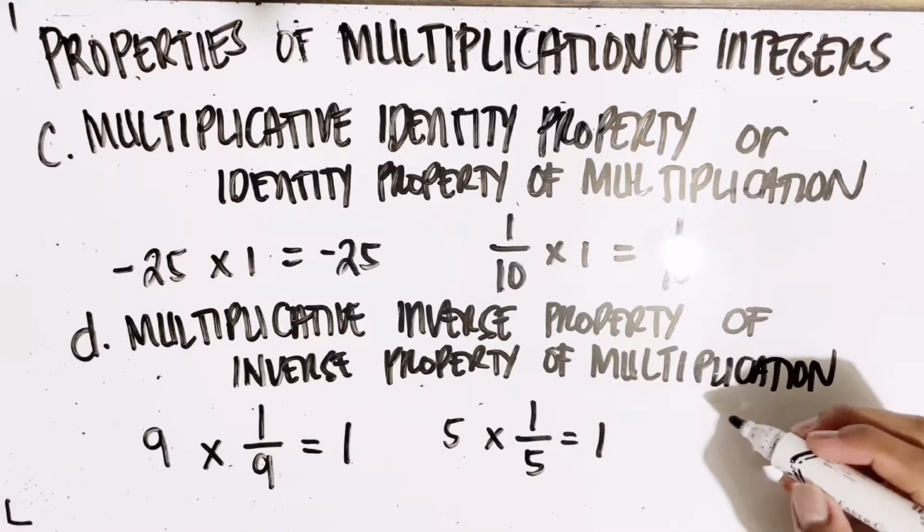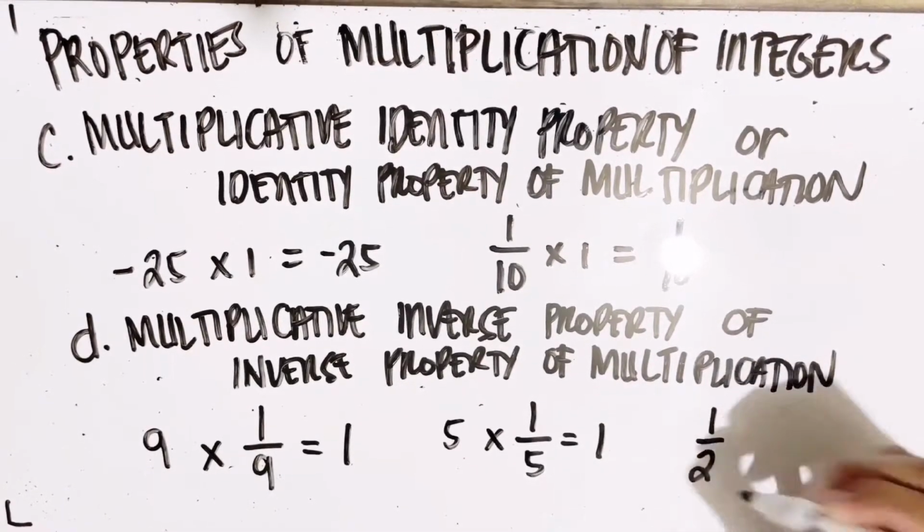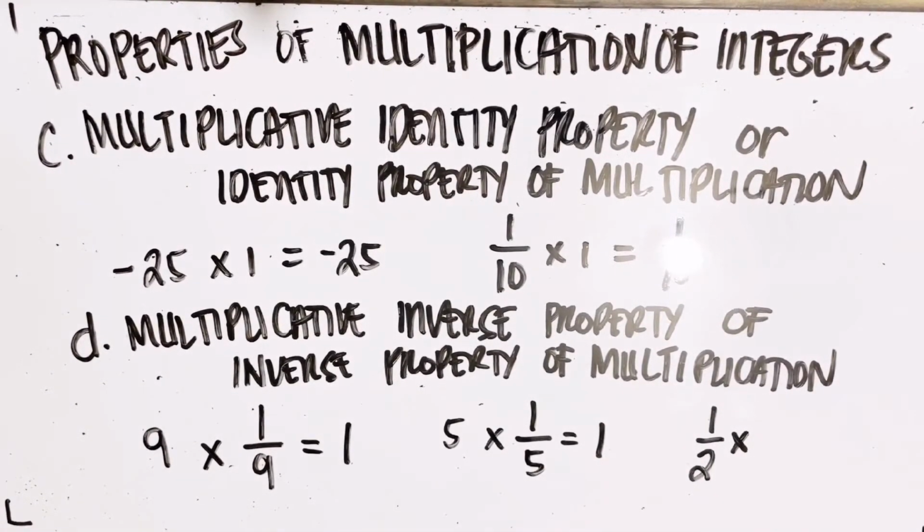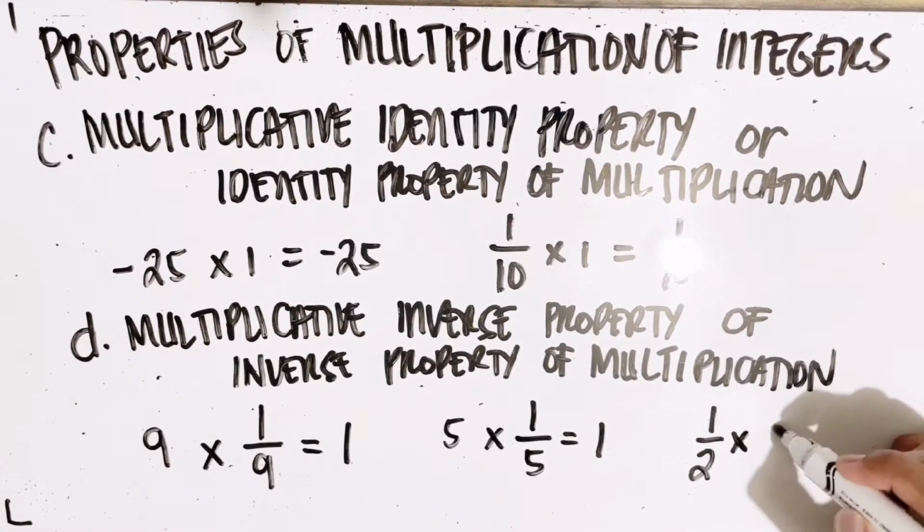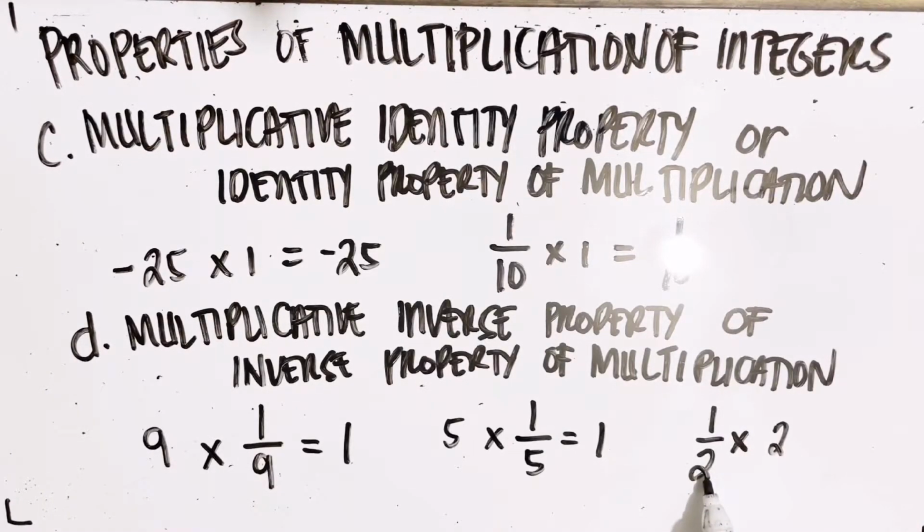How about we have 1/2 times with its reciprocal, the reciprocal of 1/2 is 2. So 2 in the denominator becomes the numerator, and the numerator 1 becomes the denominator, which is invisible 1 here, or invisible over 1 here. So the answer for that one is 1.